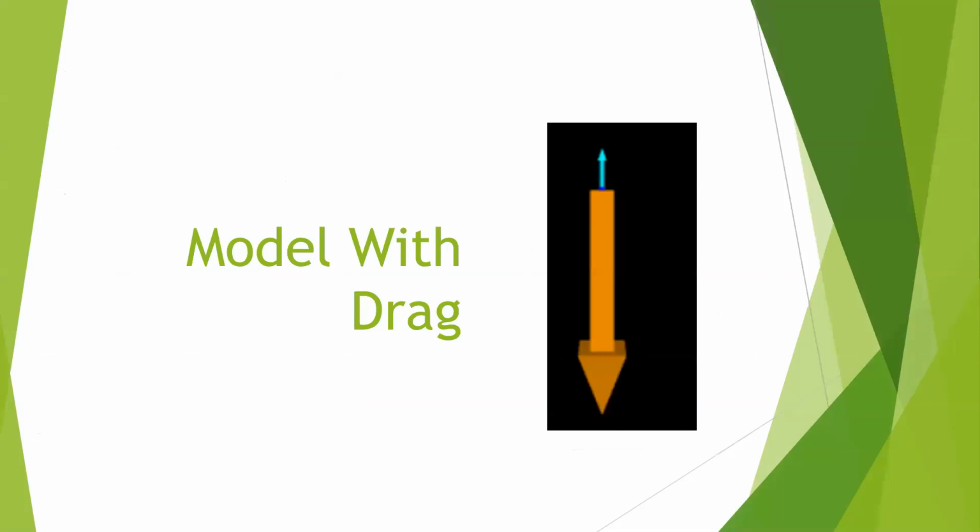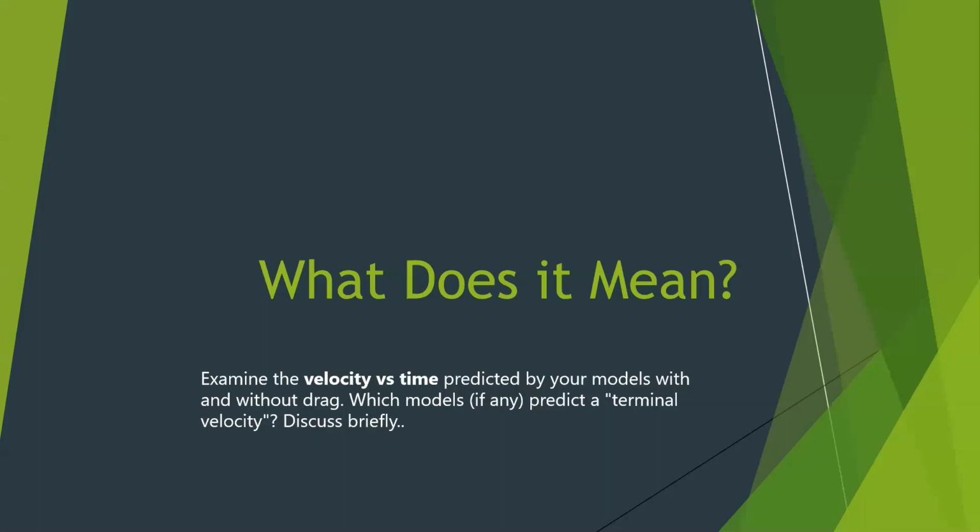This is an image showing the sum of the forces on the object. So what does this mean? So out of the two models, the model with drag predicts a terminal velocity in that as velocity increases, the net force is going to eventually equal 0 where terminal velocity occurs, because the velocity will be constant.